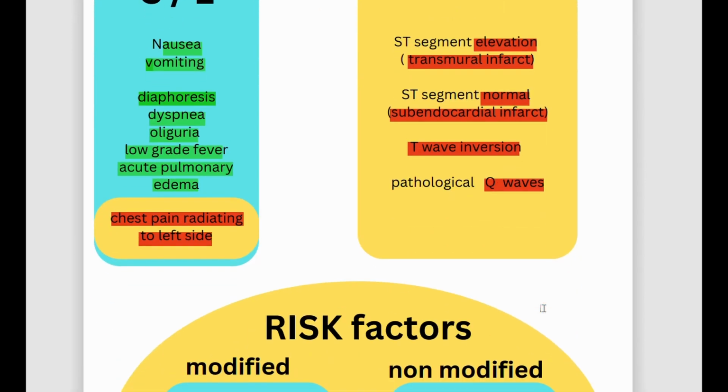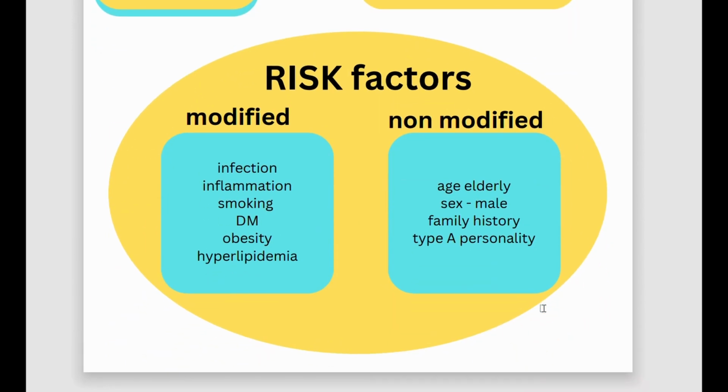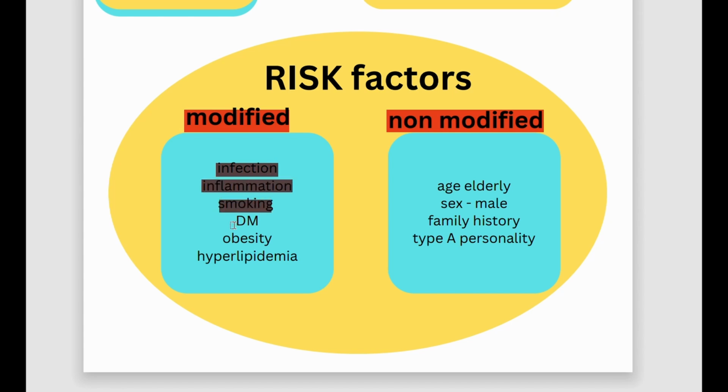So, one of your juniors has asked you, sir or ma'am, what are the risk factors, or which people are mostly affected by this myocardial infarction? The risk factors for myocardial infarction are of two types. One is modifiable, another one is non-modifiable. We can't change the non-modifiable risk factors, but we can surely change the modifiable risk factors. First one is infections. Infection by different microorganisms can lead to myocardial infarction and inflammation, and the main reasons are smoking, diabetes mellitus, obesity, and hyperlipidemia.